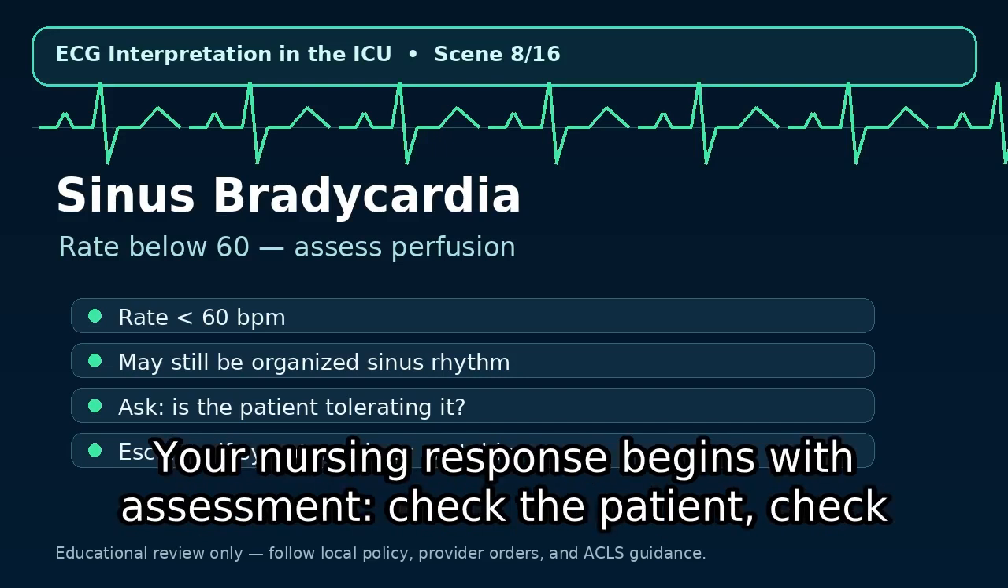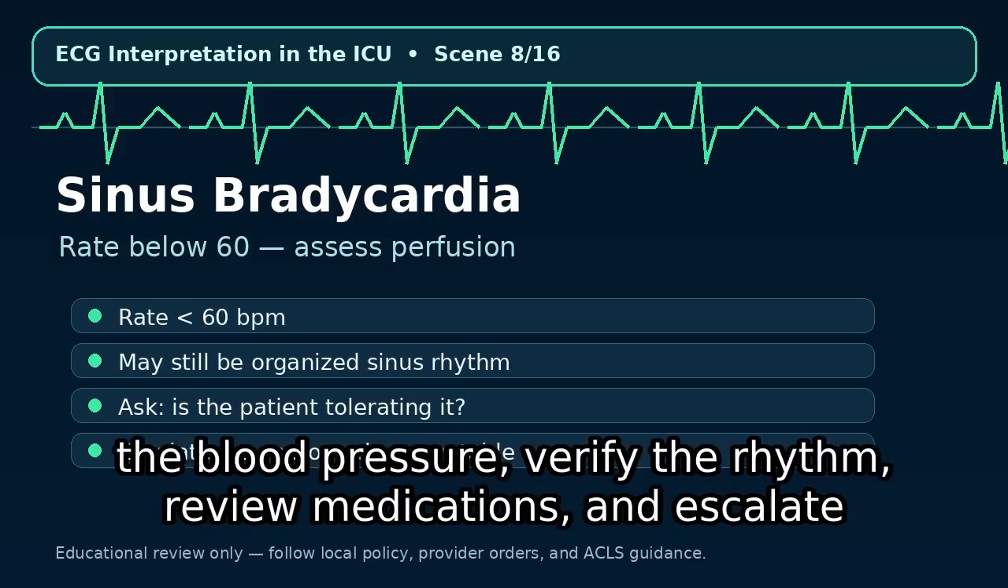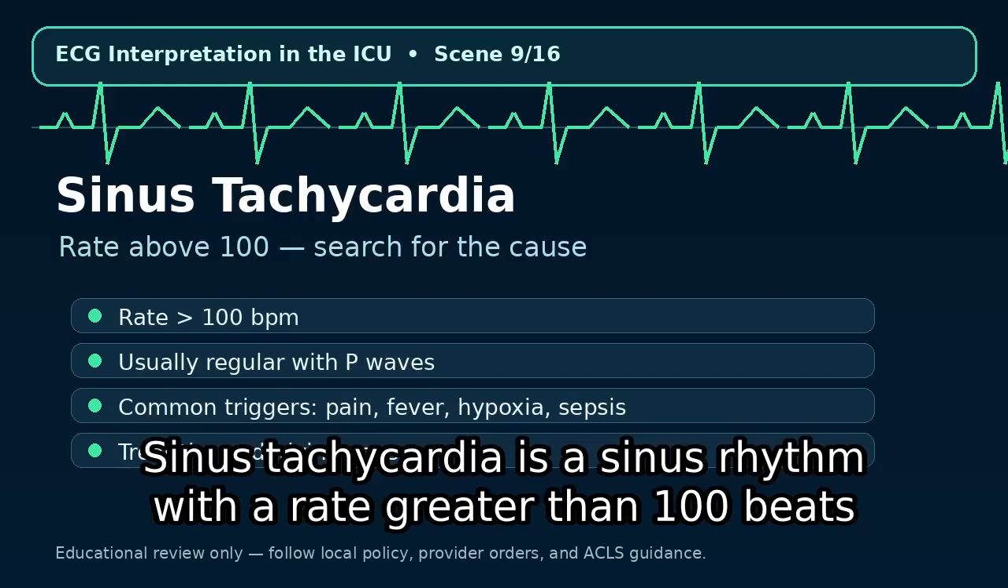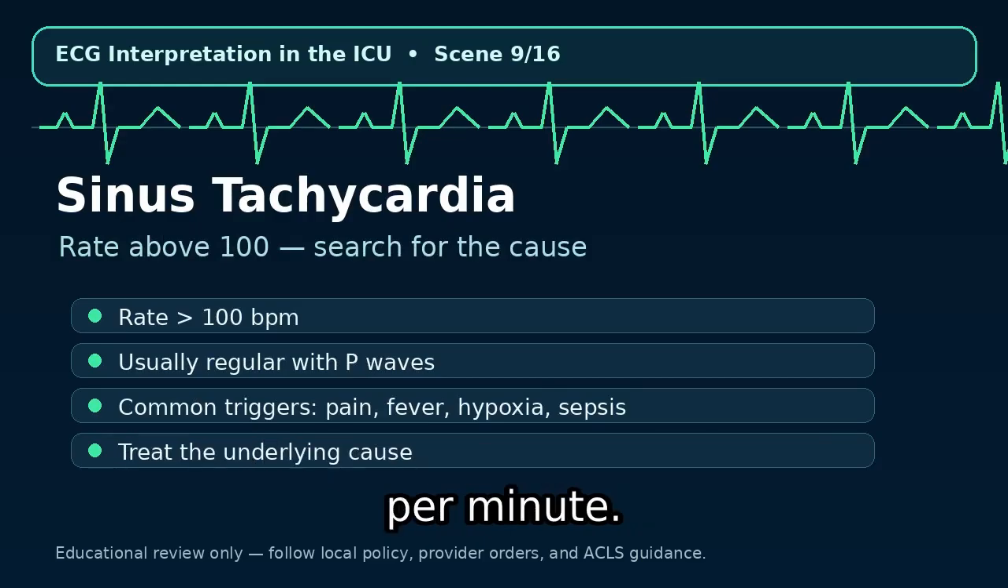Your nursing response begins with assessment. Check the patient, check the blood pressure, verify the rhythm, review medications, and escalate if the patient is symptomatic or unstable. Sinus tachycardia is a sinus rhythm with a rate greater than 100 beats per minute.